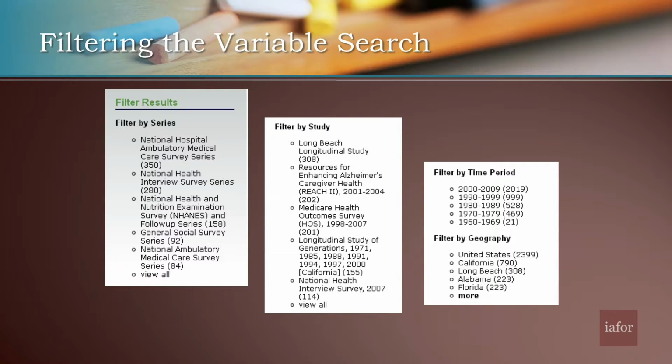You can filter, again, by a series. You can look at hospitalization data. You can look at the health interview survey, national ambulatory care, et cetera. You can filter by specific studies. If you're looking for a specific study, we would list them all. You could filter by a time period. If you're only interested in depression between 2000 and 2009, you would click on that. If you were interested in 1960 through 1969, you would click on that. You could also filter by geography. So you have a number of ways of narrowing down very broad results, such as depression, into a manageable set of variables.